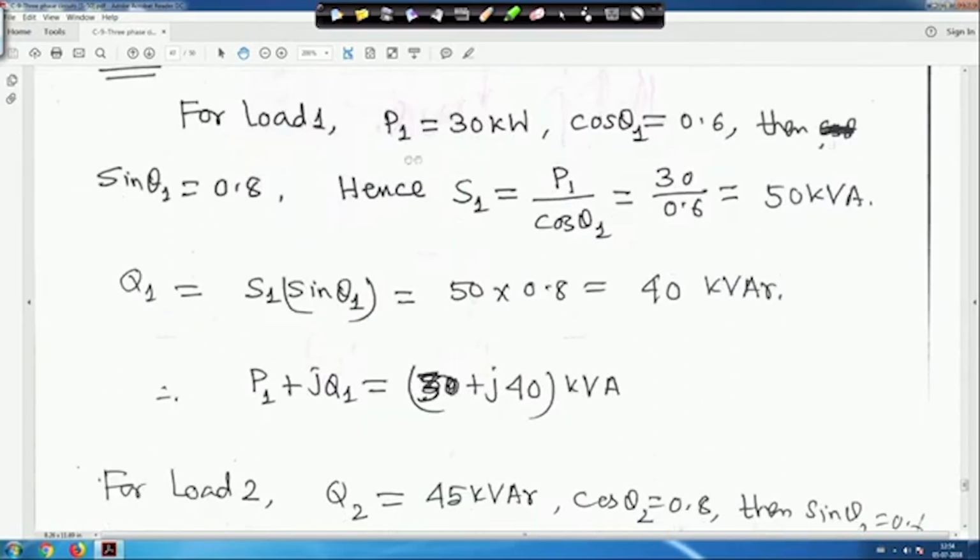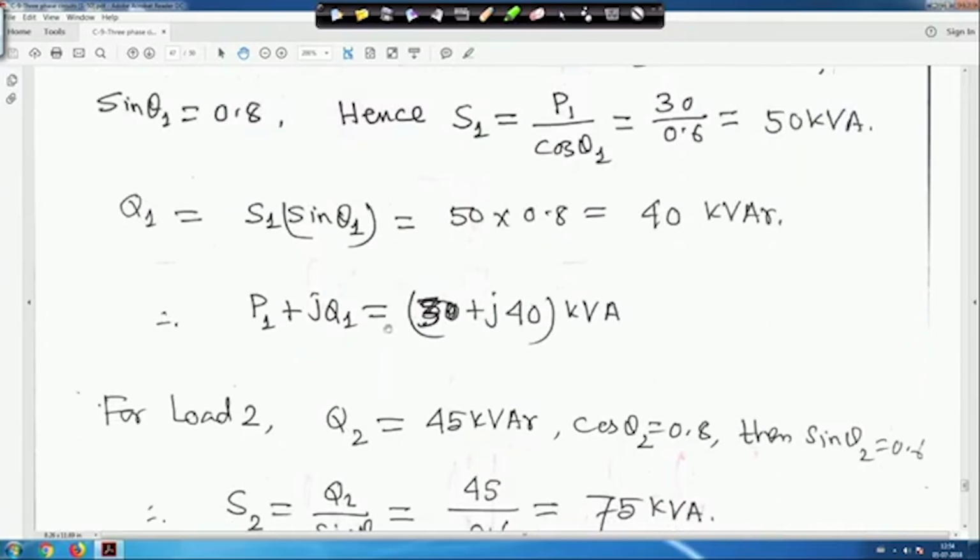So that means load 1, P1 is equal to 30 kilowatt, cos theta 1 is 0.6, that means sin theta 1 is equal to 0.8. So S1, the apparent power, is P1 upon cos theta 1, it will be 50 kVA, right, and Q1 will be S1 sin theta 1, it will be 50 into 0.8, 40 kilovar. Therefore P1 plus jQ1 will be 30 plus j40 kVA, right, in terms of kVA.